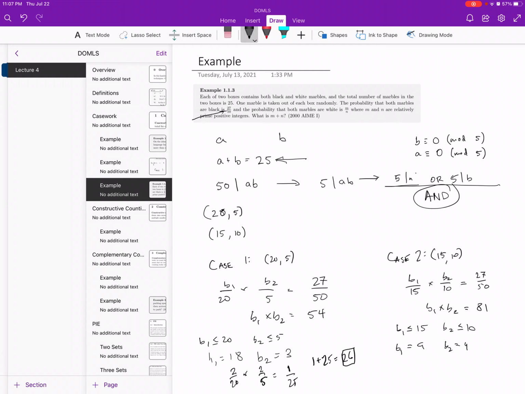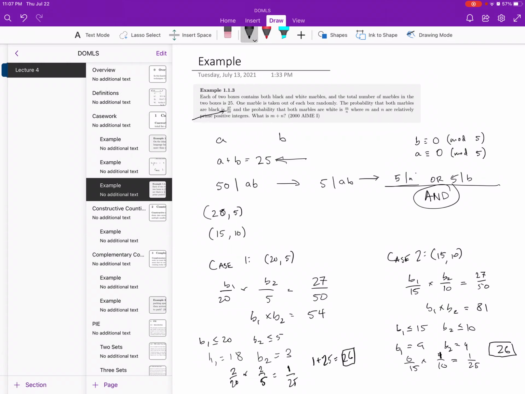And in that case, we get 6 out of 15 white marbles times 1 out of 10 white marbles is equal to 1 out of 25, a probability of choosing white marbles. And that gives, again, 26. So that's really interesting. Regardless of both of these possibilities, the probability of choosing both white marbles was always 1 over 25. That's pretty amazing.